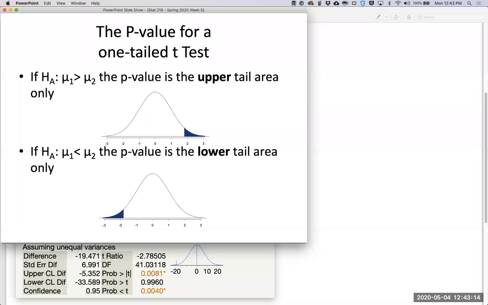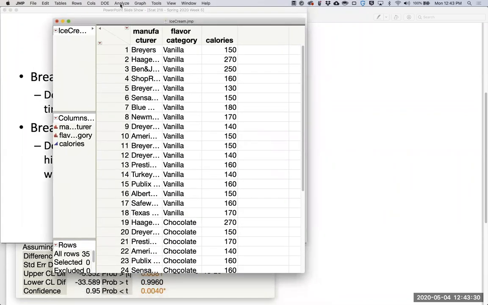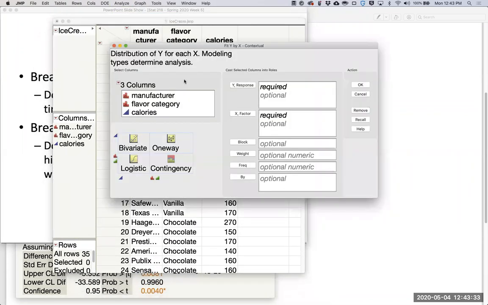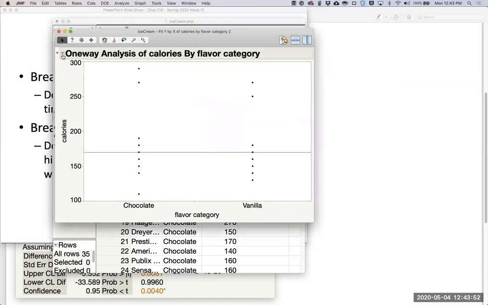Okay. So let's try an example with breast cancer survival. Oh, we already did that. Let's try with a different example. We're going to go with ice creams, and then a third example with the great blackout. With the ice cream data set, again, like before, fit y by x, we're going to say calories and flavor category. And I want to know if chocolate has more calories than vanilla on average. Again, chocolate more than vanilla on average. Here are the dots in my dot plots.